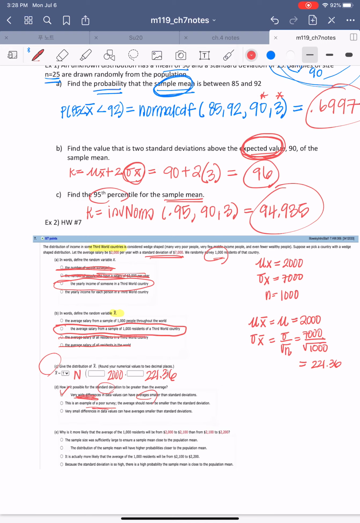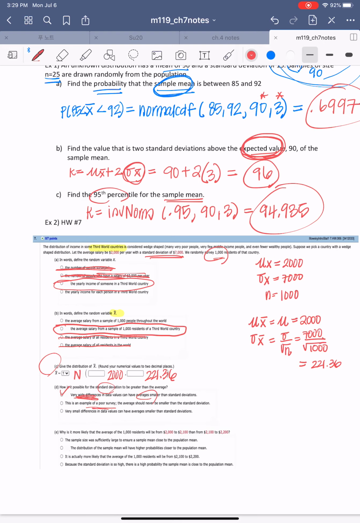Okay. Part E, why is it more likely that the average of 1,000 residents will be from 2,000 to 2,100 than from 2,100 to 2,200? The sample size was sufficiently large to ensure the sample mean is close to the population mean. The distribution of the sample mean will have a higher probability closer to the population mean. It is actually more likely that the average of 1,000 residents will be from 2,100 to 2,200. Because the standard deviation is so high, there is a high probability that the sample mean is close to the population mean.